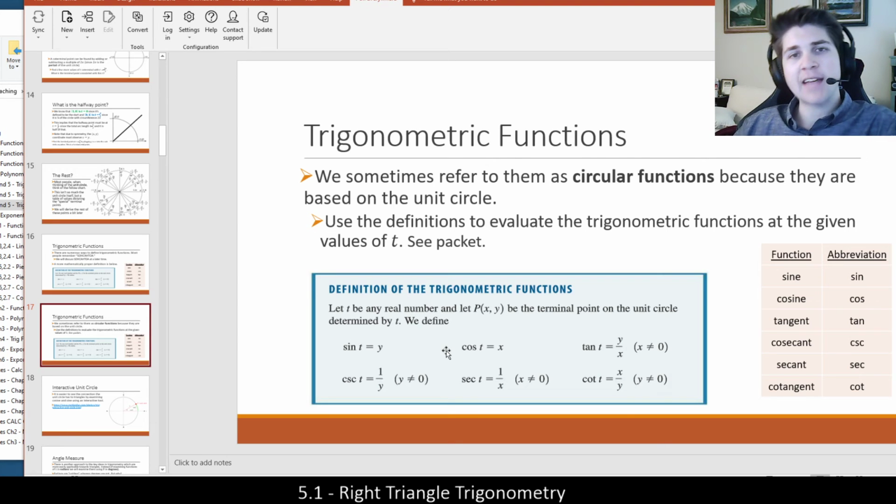Like, if we look back to how we defined it in chapter 4 based on the unit circle, we defined sine of the terminal point, where t is the distance from the initial point to the terminal point, to be the y value, cosine to be the x value, tangent to be the ratio of y over x.